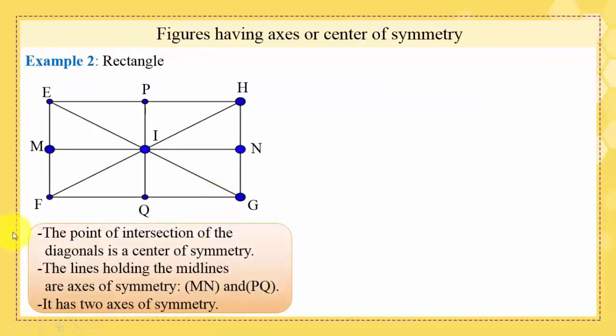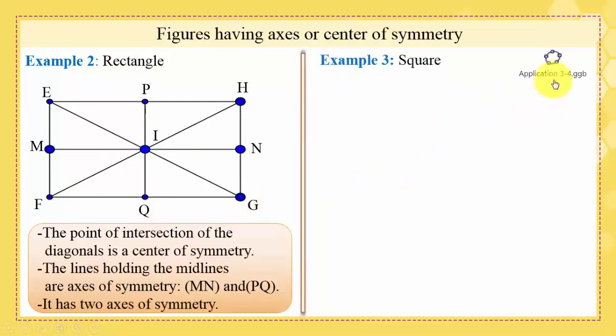Then, my lovely students, we can say that the point of intersection of the diagonals is a center of symmetry. The lines holding the midlines are axes of symmetry. The midlines are MN and PQ. It has two axes of symmetry.